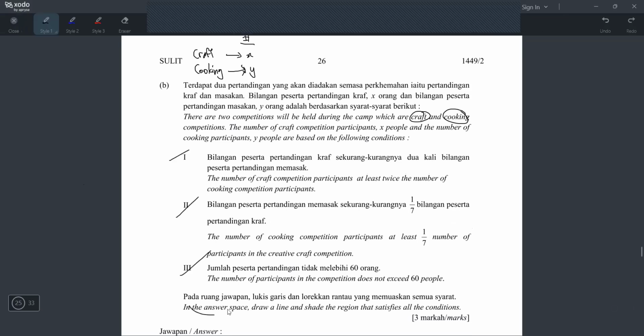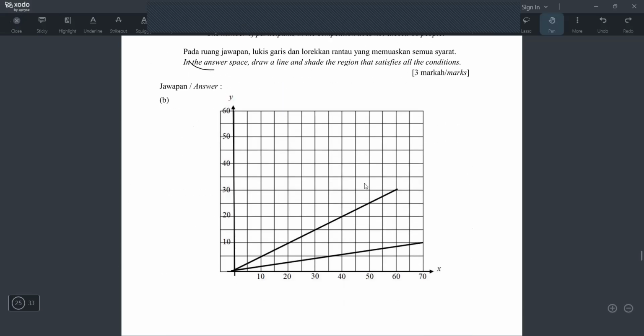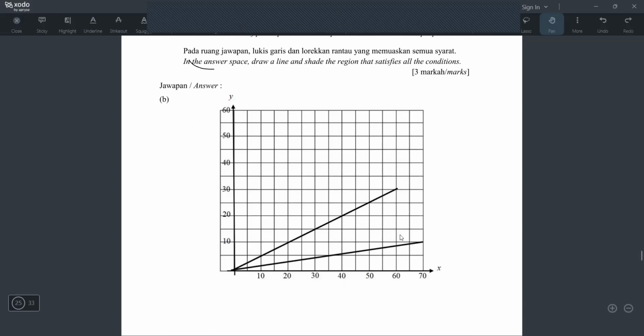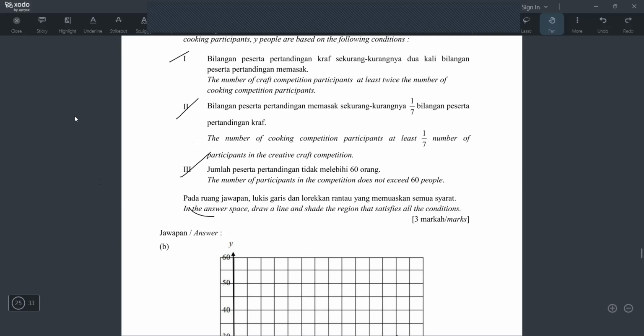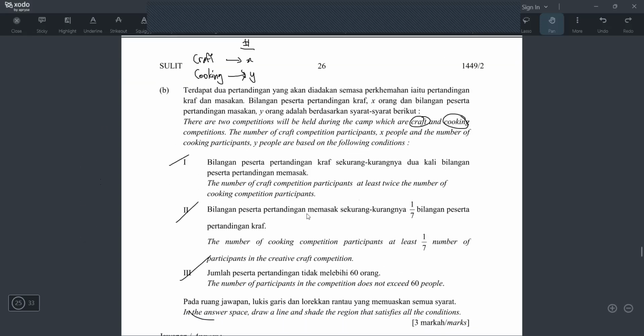Read below. In the answer space, draw a line and shade the region that satisfy all the conditions. Pada ruang jawapan, lukis garis dan lorikkan rantau yang memuaskan semua syarat. Okay, try to look at the diagram. Already there are two lines. But if you look at these two lines, they didn't even write the equation. So we don't know which equation these two lines are, because they never label for me. So I think even though they already drew two lines for me, I still have to find the coordinates for all 3 points.